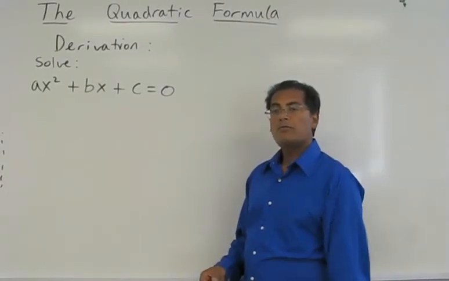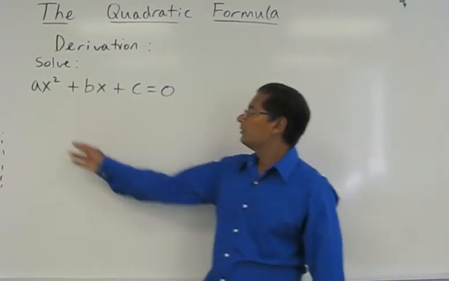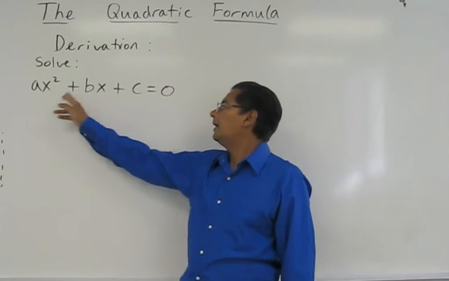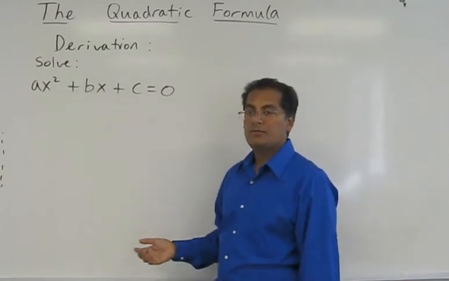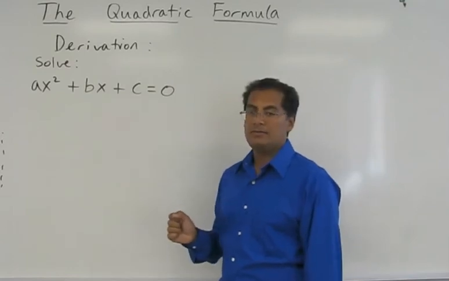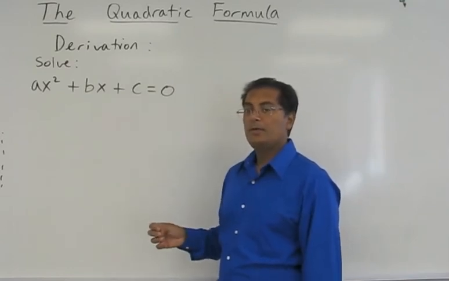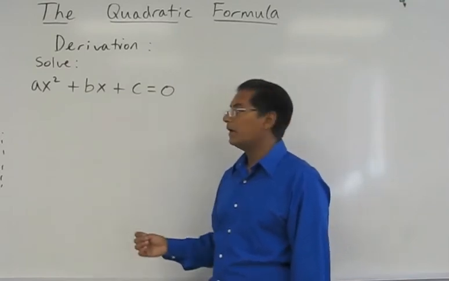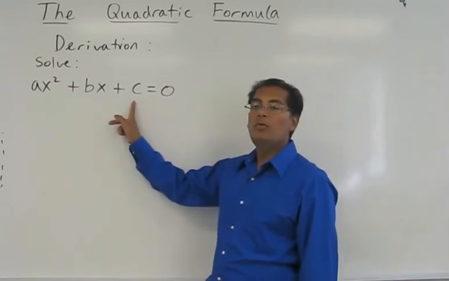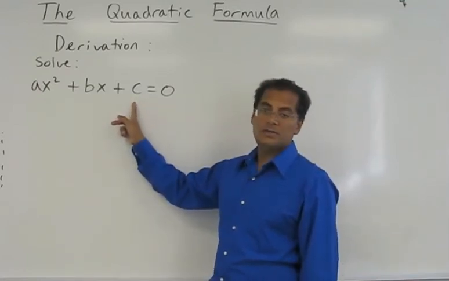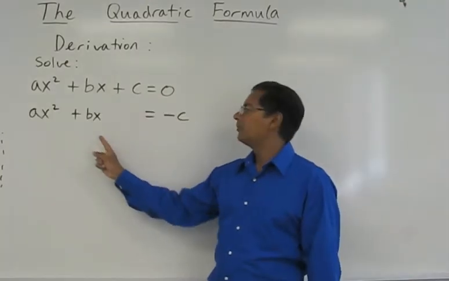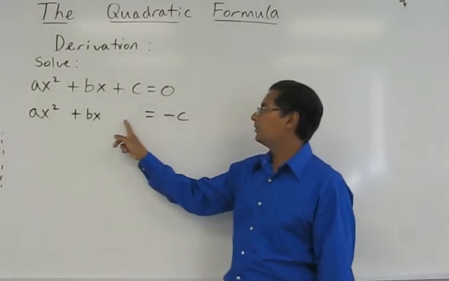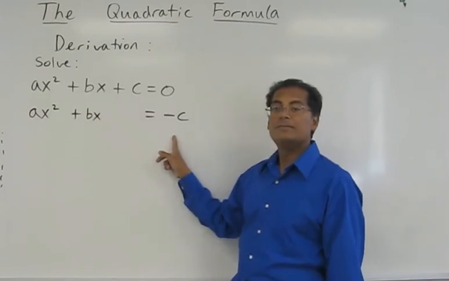So to derive the quadratic formula, what we need to do is solve this quadratic equation, ax squared plus bx plus c equals 0, for x. We want to solve this equation for x. Remember, we're going to use completing the square. The first step is to move this constant to the other side. In other words, I'm going to subtract c from both sides. And so we end up with ax squared plus bx equals negative c.